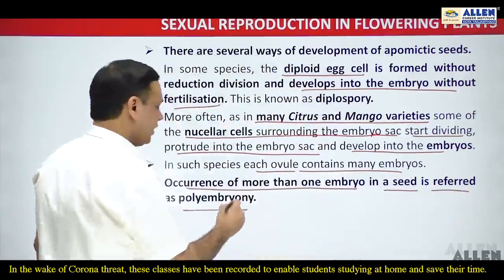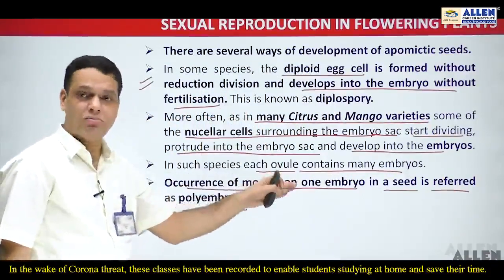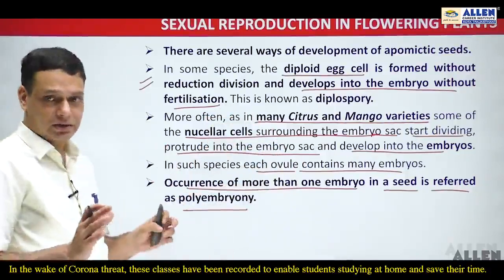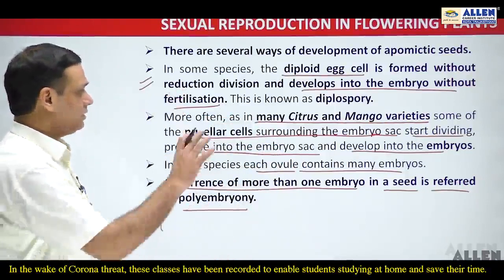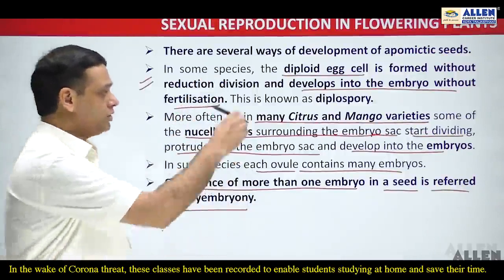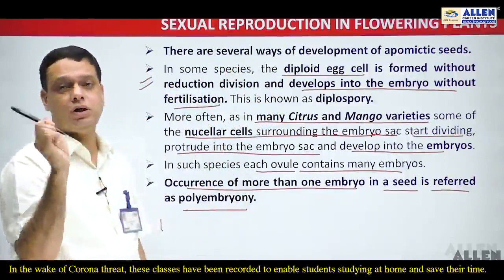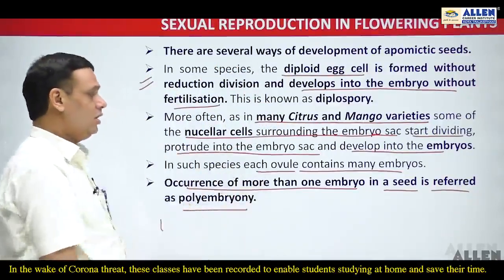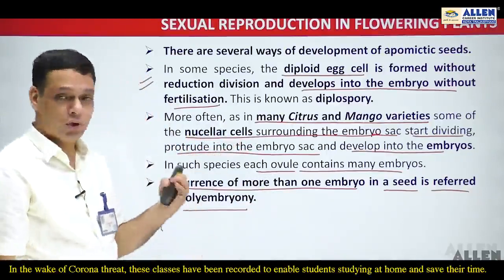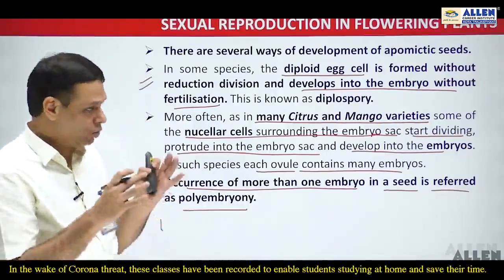that is referred to as polyembryony. So what is polyembryony? That is the occurrence of more than one embryo in a seed. I think you must understand that these are the two crucial examples of apomixis. One is diplospory, in which the diploid embryos are formed from the diploid egg cell without meiosis and without fertilization. And another one is where the nucellar cells start dividing to form the embryos, and finally those embryos protrude inside the embryo sac.